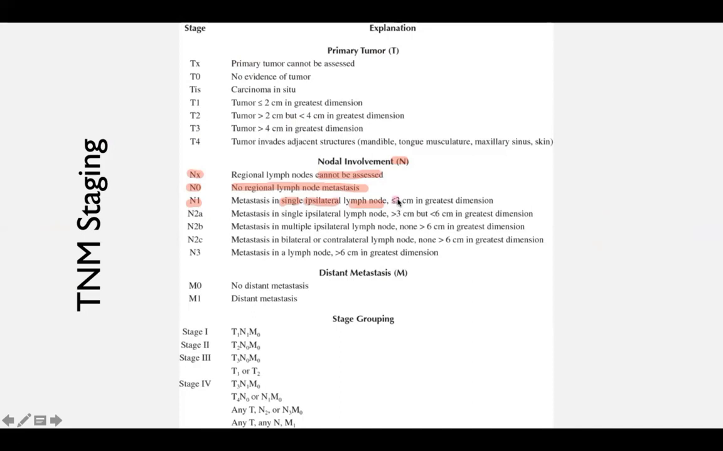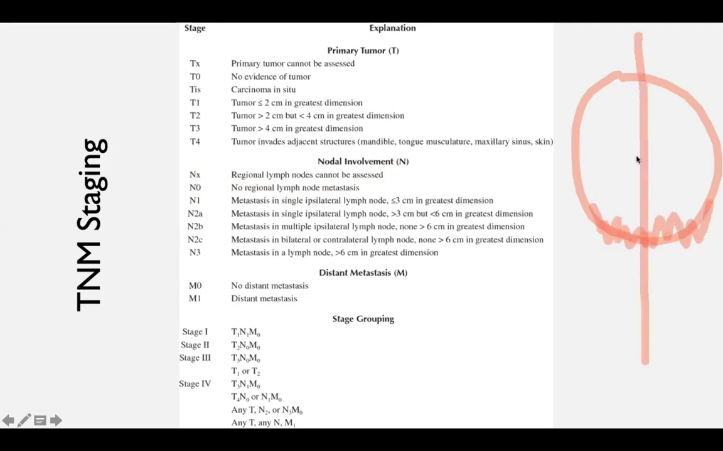and you have two sides of a face. And then there are cervical lymph nodes, and if you cut them in half, base for the node, and if one node is involved on one side, a single ipsilateral node that is less than or equal to 3 centimeter, that is N1, one lymph node.